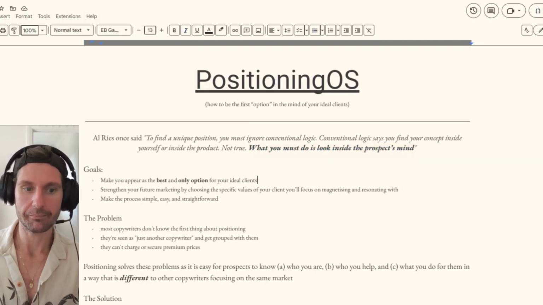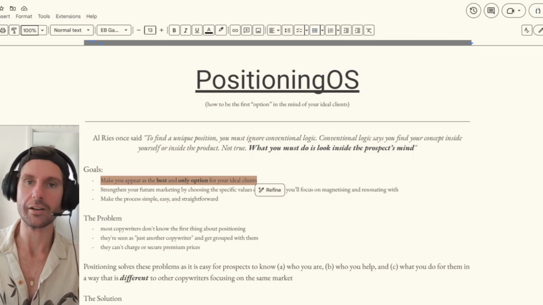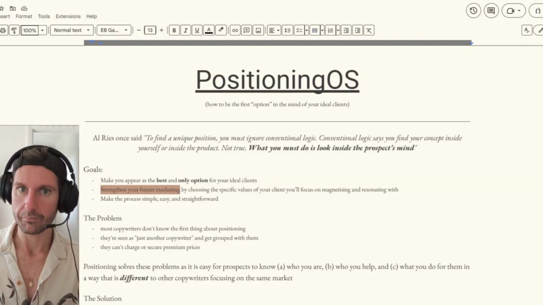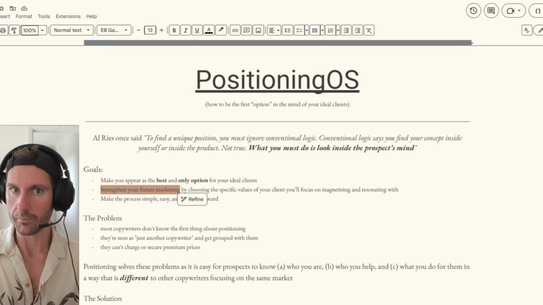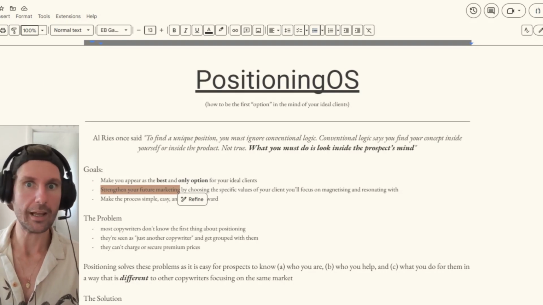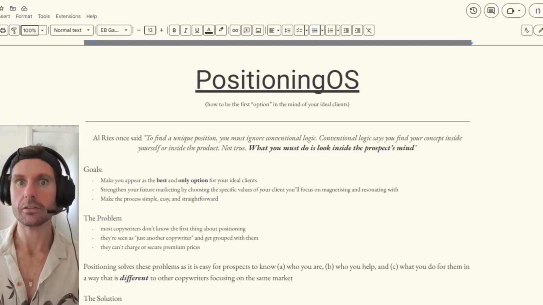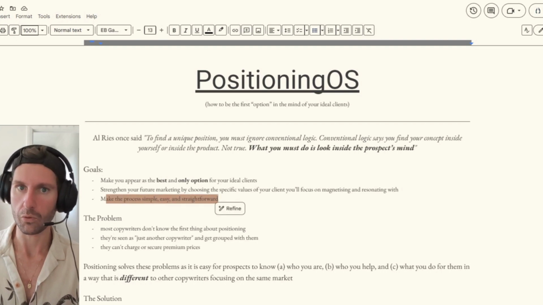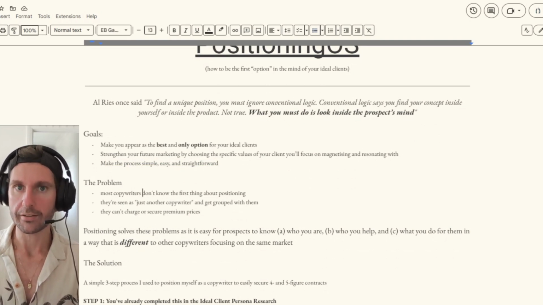Okay? So my goal here is to help you appear the best and only option for your ideal client in the copywriting space, to strengthen your future marketing, because the marketing that you do is going to make this position concrete for you. And that's going to solve the problem of being just another copywriter or having a bland, boring, similar marketing message to everybody else. And because it's what I do and it's what I love to do, I'm going to make it simple, easy, and straightforward for you.